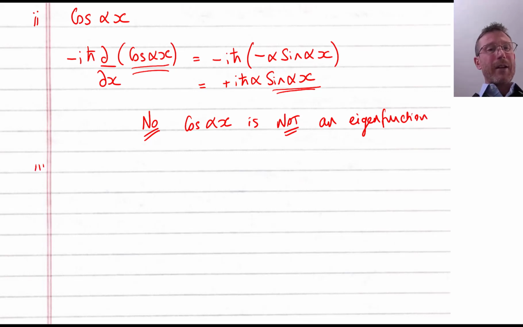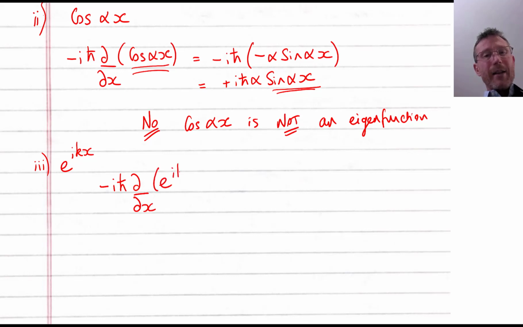Now let's look at number 3. Let's remind ourselves what the function was in number 3. It is e to the i kx. So now we apply minus i h bar d by dx to e to the i kx. The derivative of e to the i kx is, we bring the constants down, right? So it's i k e to the i kx.